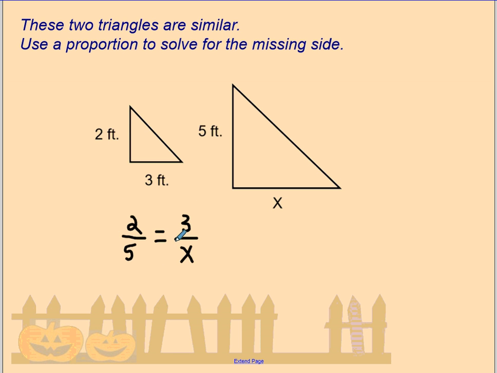And then I'm going to cross multiply. So I'm going to go 2x equals 5 times 3, so 15. Divide by 2, divide by 2. X is going to equal either 15 over 2, or I could say 7.5 feet.